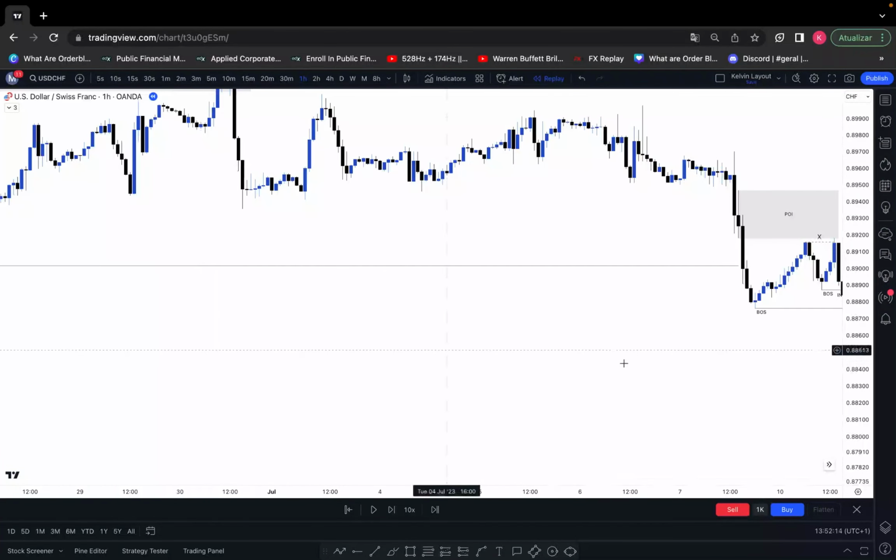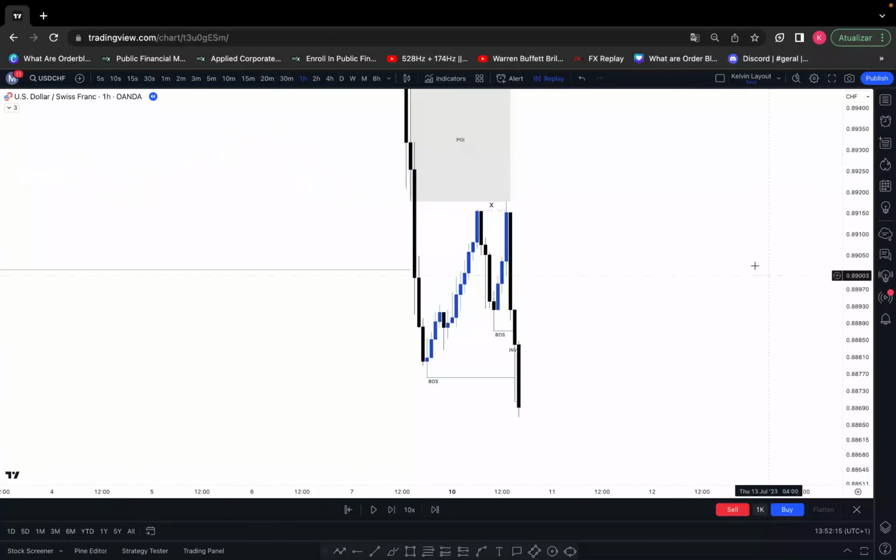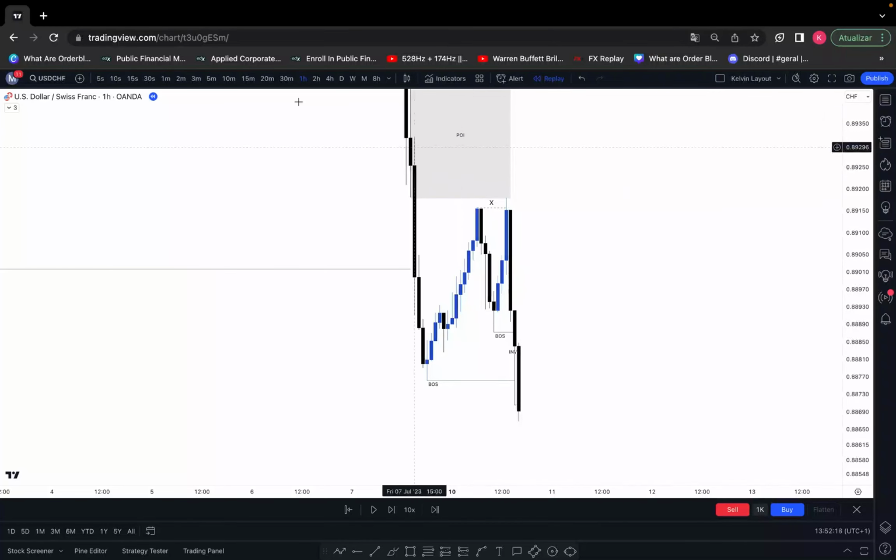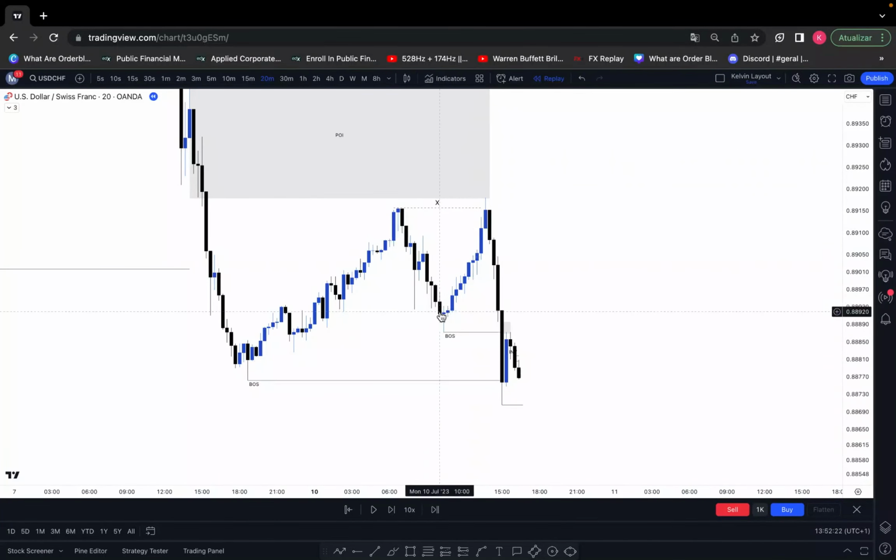Okay, so once price came into that hourly supply zone, what I did, I dropped down to 20 minutes time frame. So on the 20 minutes, we can see that once price came into the POI, price actually failed to close above this previous high. As we know, that's the bullish sentiment in the market in depletion. So then price actually came aggressively and broke.